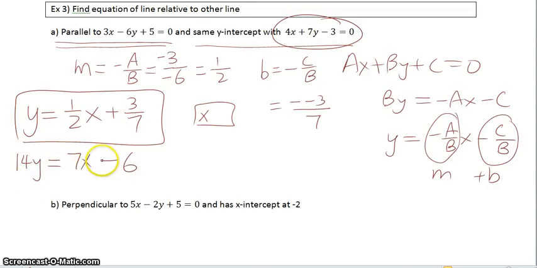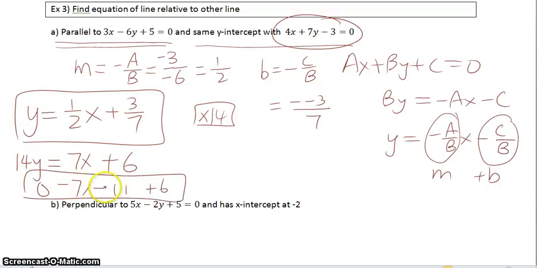Okay. This is what you will get. Okay. Half of 14 is 7. 3/7 of 14 is 6. And then move everything to one side. Now I have a general form. Okay, so I know the numbers keep disappearing, which is really annoying. All right, final example.